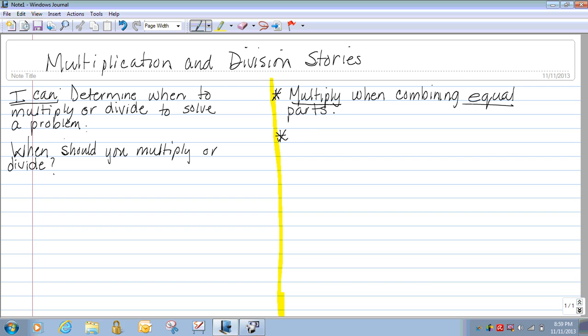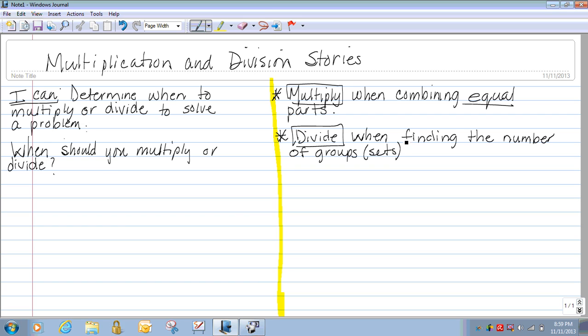We will choose to divide when finding the number of groups, sometimes we call them sets, or the numbers in each group or set.